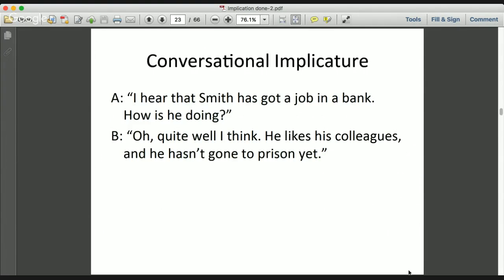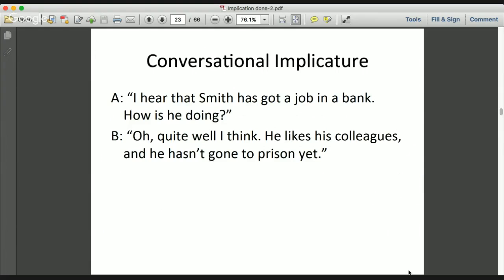Okay, so this is conversational implicature. Here are two people talking to one another. A says, "I hear that Smith's got a job in a bank. How's he doing?" And B says, "Oh, quite well, I think. He likes his colleagues, and he hasn't gone to prison yet." Right? There's something weird about this.